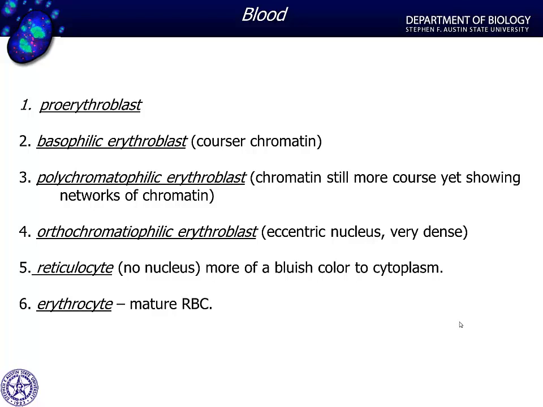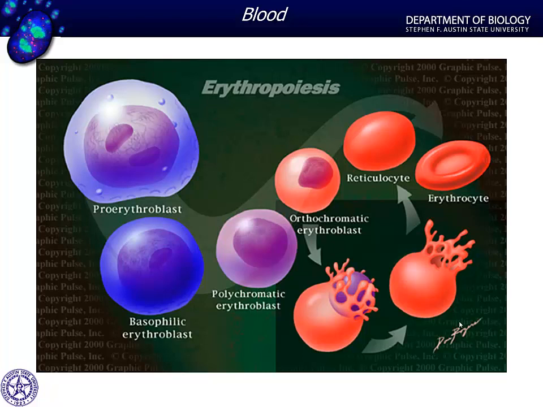Now, the reticulocyte, this is going to be a red blood cell that is still in the bone marrow. It's not necessarily taken on its biconcave shape, and it hasn't completely lost the bluish color to the cytoplasm. So it hasn't completely filled with hemoglobin yet. That's how we'll identify that. And then when you get out into the circulation, peripheral blood, that's where we'll see our mature erythrocyte, nice red, filled with hemoglobin. There's our illustration showing our basophilic erythroblast, polychromatophilic, orthochromatophilic, reticulocyte, and then our mature erythrocyte.